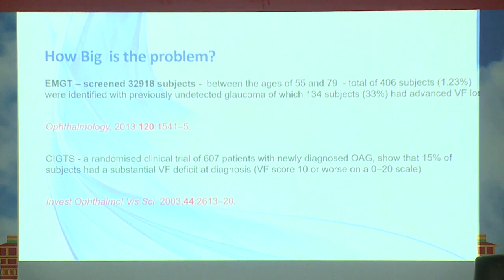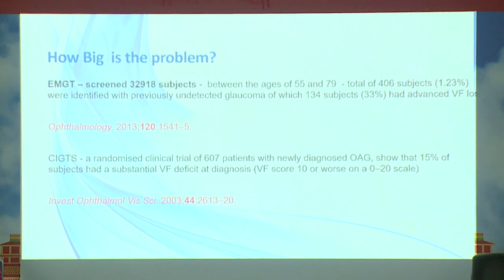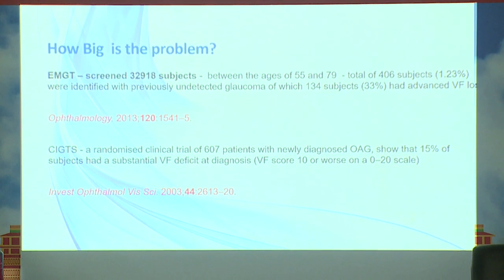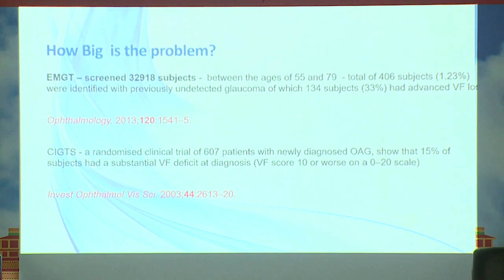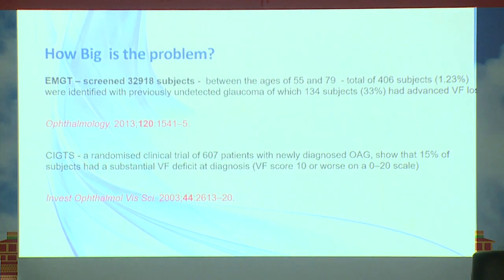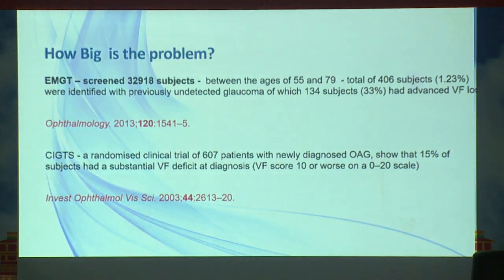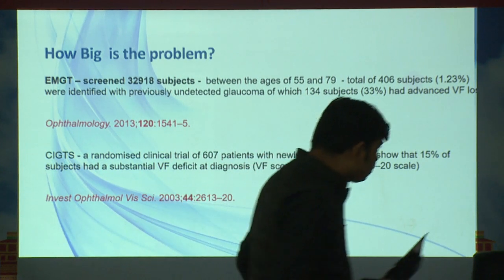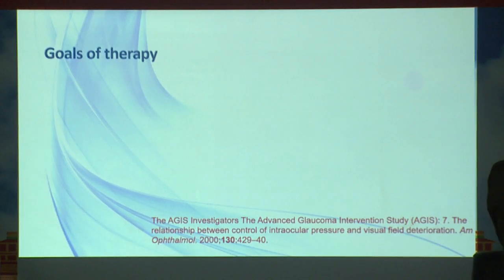In the Early Manifest Glaucoma Trial, out of 32,900 subjects they screened, they found that 1.23% of patients had previously undetected glaucoma, and out of those undetected cases, 33% of patients had advanced visual field loss. Similarly, other trials also found that advanced glaucoma has a pretty high number and it gets undiagnosed due to certain reasons. The goal of therapy in advanced glaucoma, of course, is achieving target intraocular pressure.